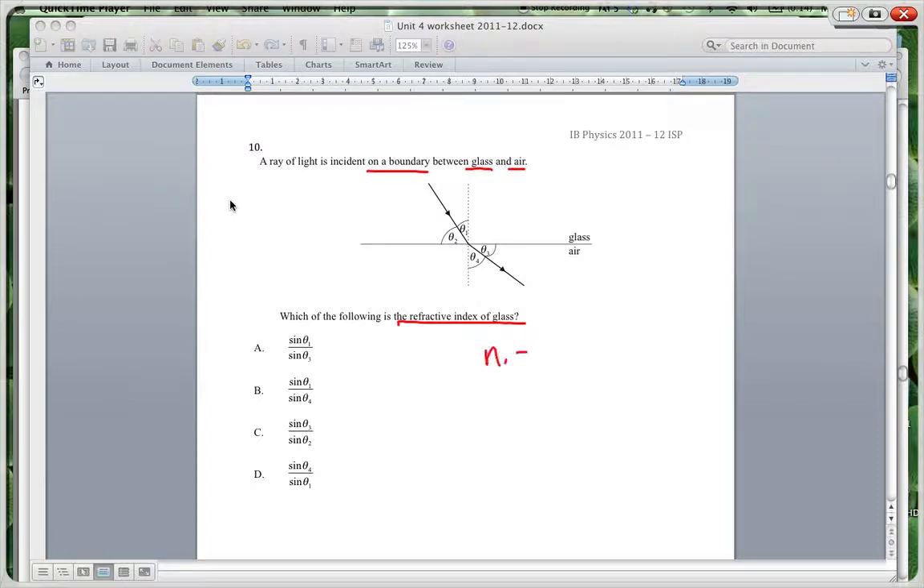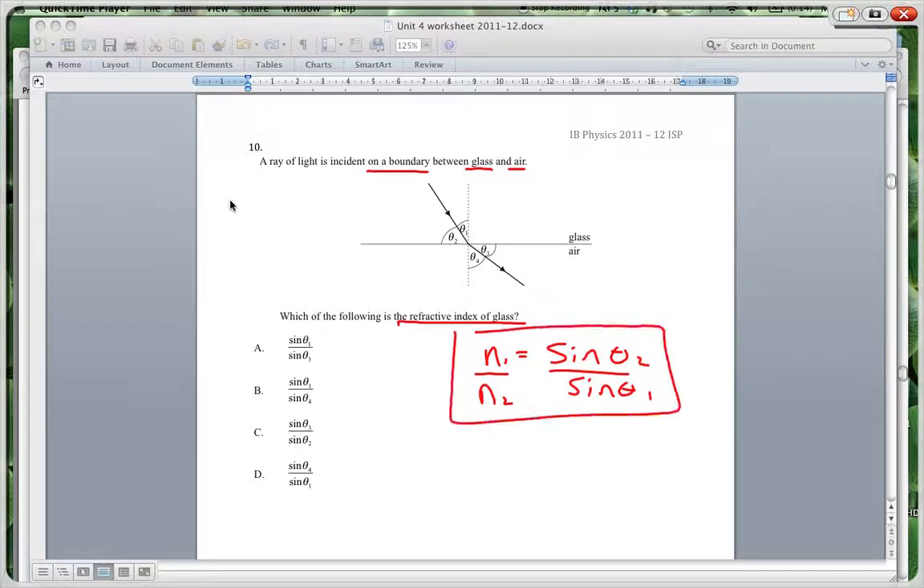So we'd go to our formula booklet, sine of theta 2 over sine theta 1 equals n2 over n1. So we'd use that formula over there. That's very important to be able to identify. Okay, so firstly, we always work with the angle that is next to the normal. So we would definitely be working with these two angles. We'd be working with theta 1 here and theta 4 there.